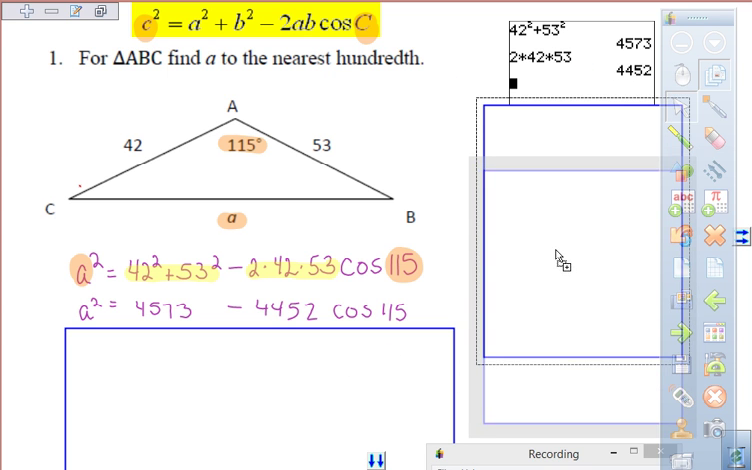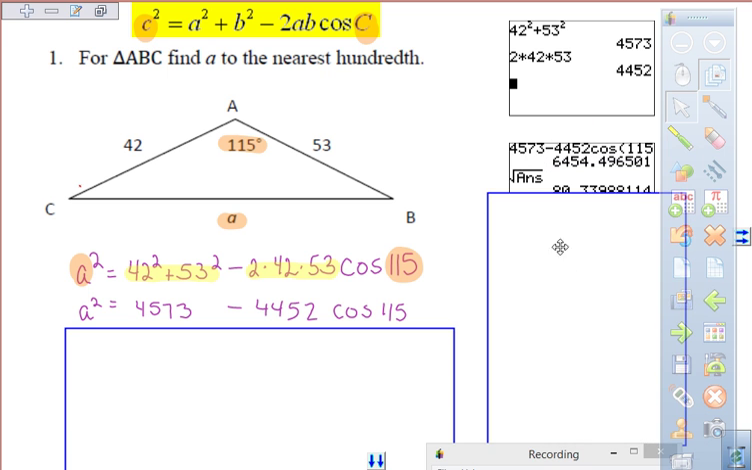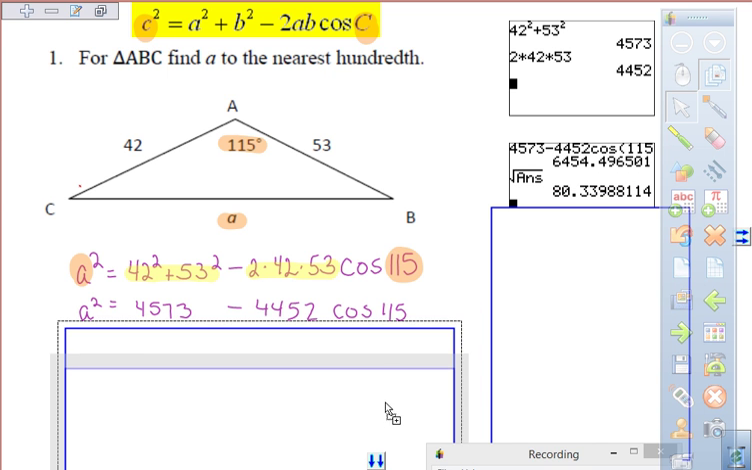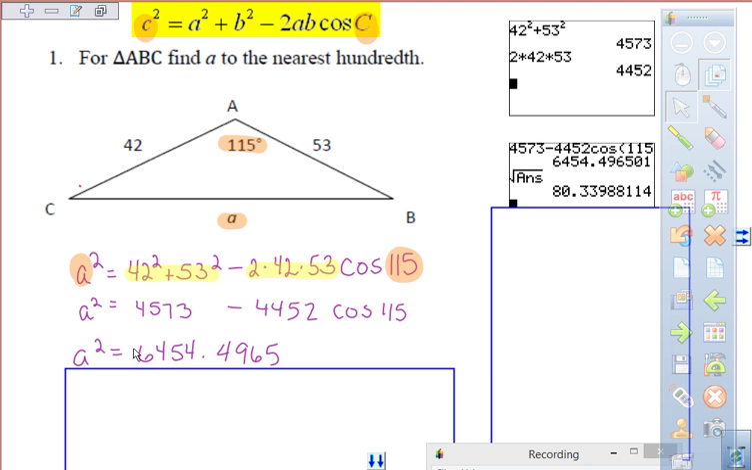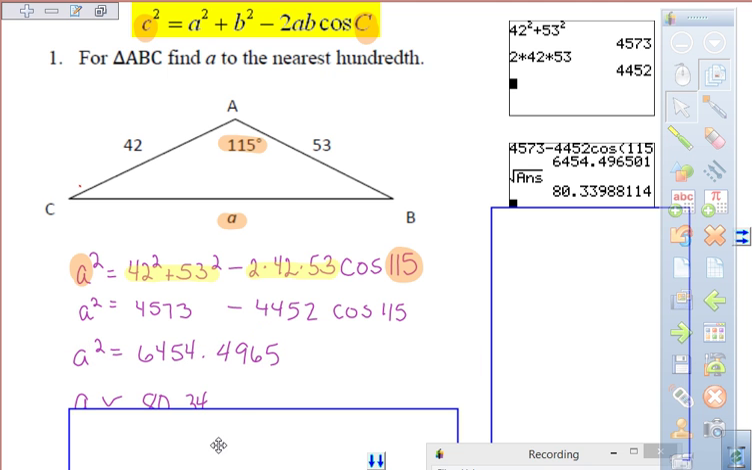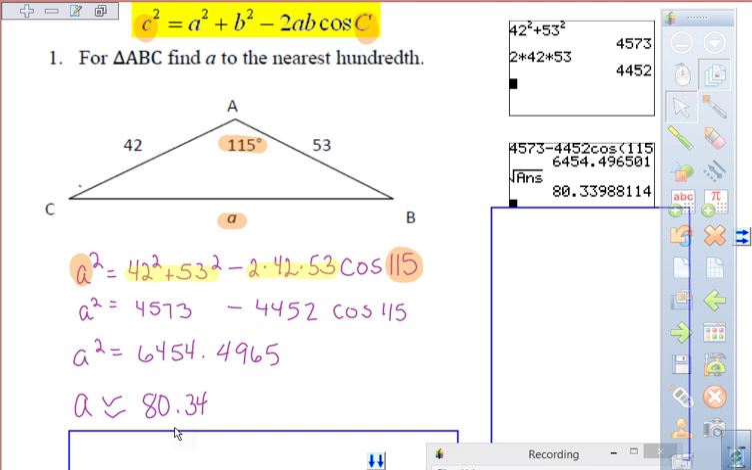And now I can do some more work on my calculator. And like I said, I can put it all in, and I get 6454 with a decimal. So then that 6454 is equal to a squared. To get a by itself, I have to take the square root. And that gives me 80.34. Nearest hundredth means 2 decimal places.